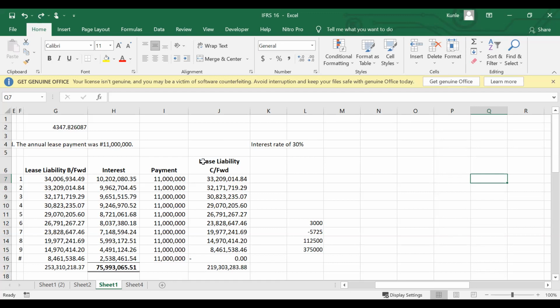Okay, now the interest rate: the company does not have a loan that they were repaying. If they had, we would have used that. But we use the incremental borrowing rate, that is the bank rate, as at 2018, because this lease started from 2018, before the adoption of IFRS 16. So that was what we used, which is 30%.